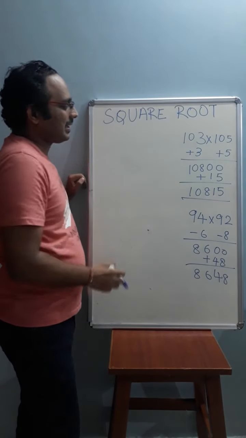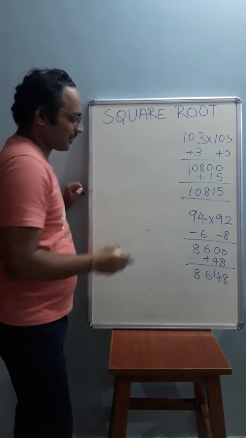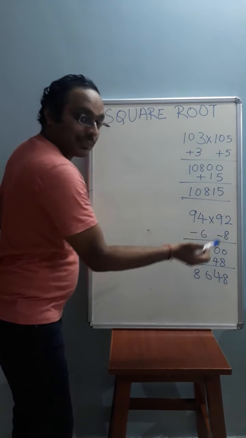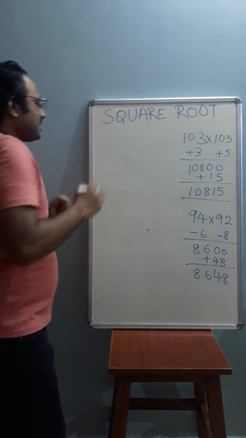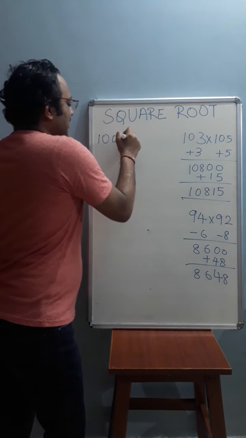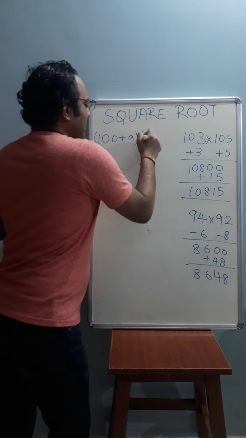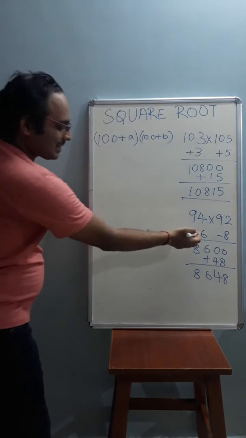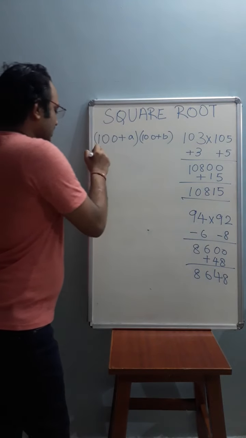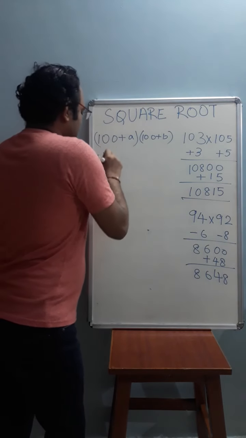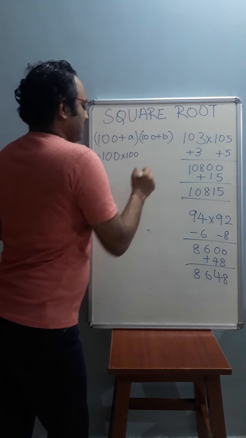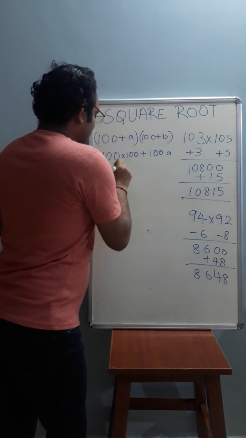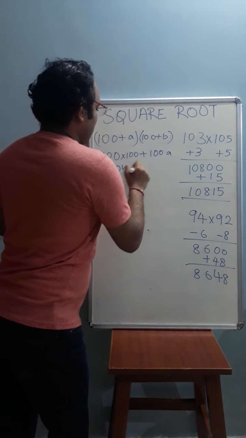103 is 100 plus 3. 105 is 100 plus 5. 94 is 100 plus of minus 6. 92 is 100 plus of minus 8. So this is in the form 100 plus A into 100 plus B. In this case, A and B were positive. In this case, A and B were negative. Now, doing this multiplication, this would be 100 into 100 plus 100 times A plus 100 times B plus AB.